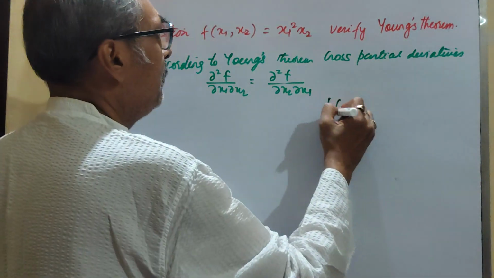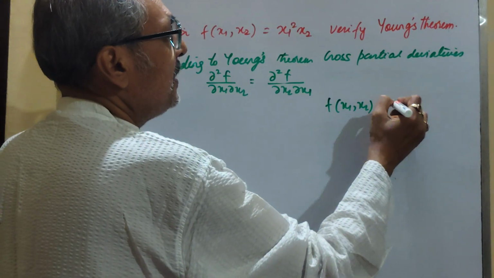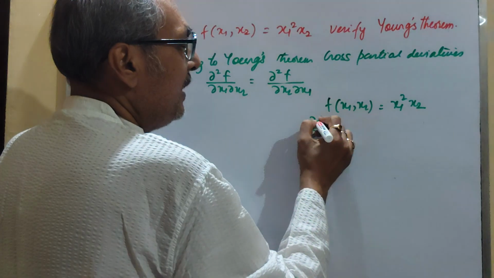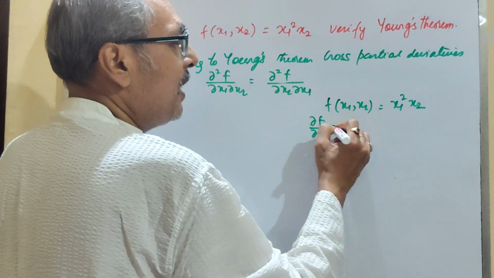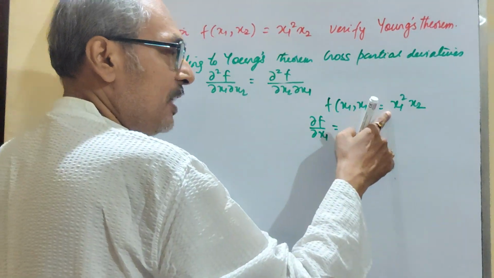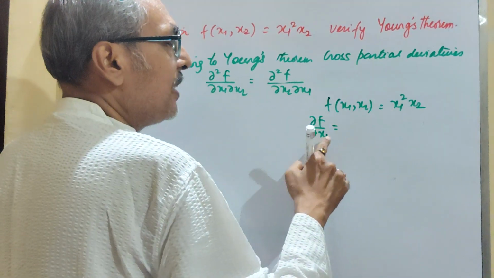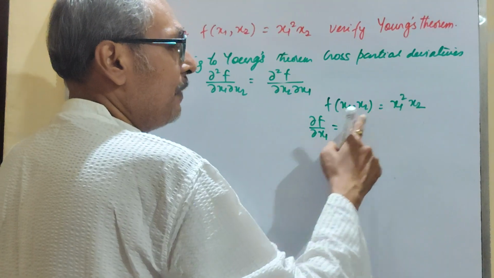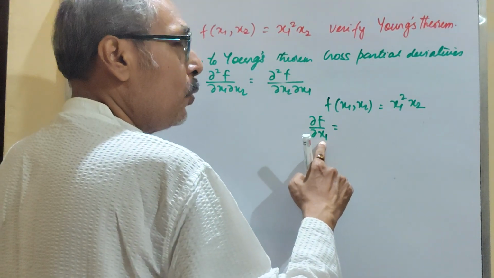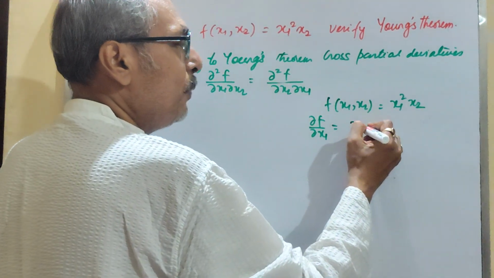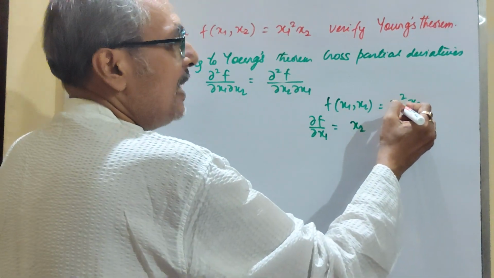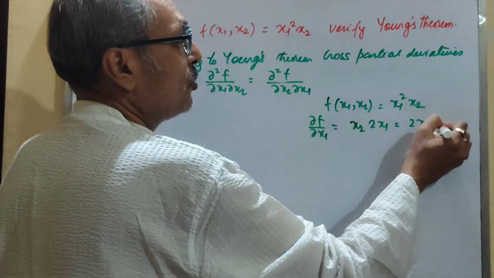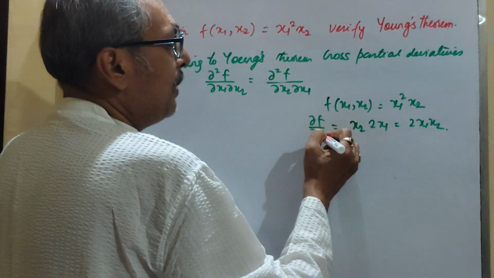Now f of x1 comma x2 is given as x1 squared x2. Then del f by del x1 is, that is, we are differentiating this partially with respect to x1. In other words, we are differentiating this function with respect to x1 keeping x2 constant. That means x2 stays here, then we differentiate x1 squared, it becomes 2x1, that is 2x1 x2. This is del f by del x1.